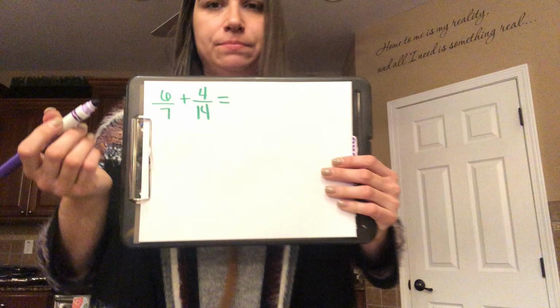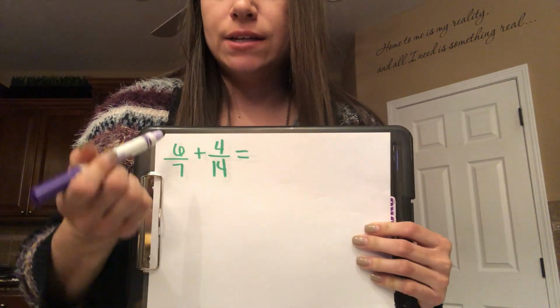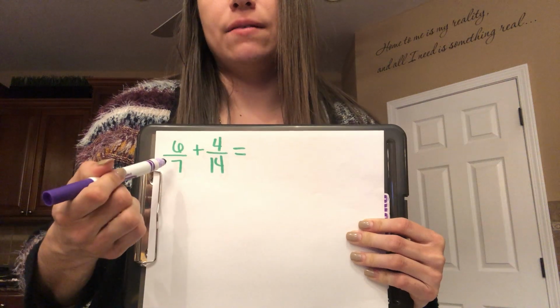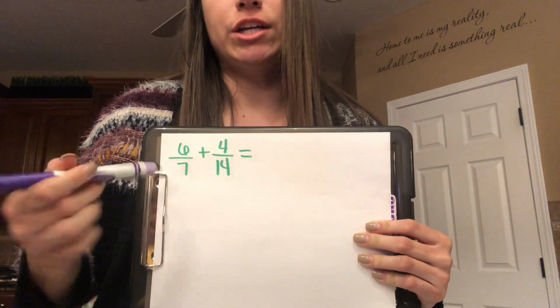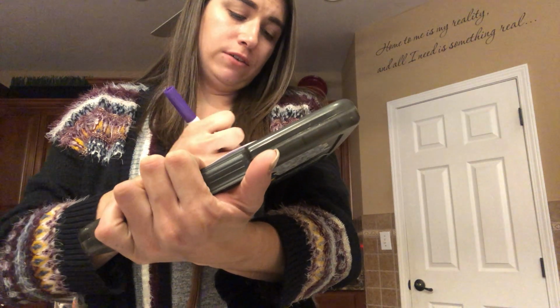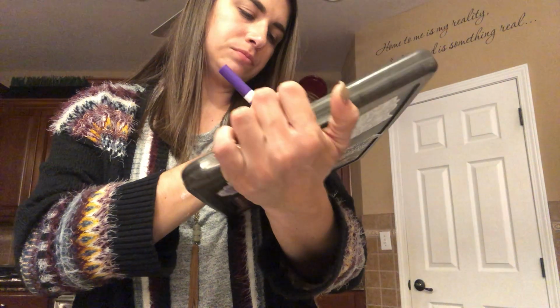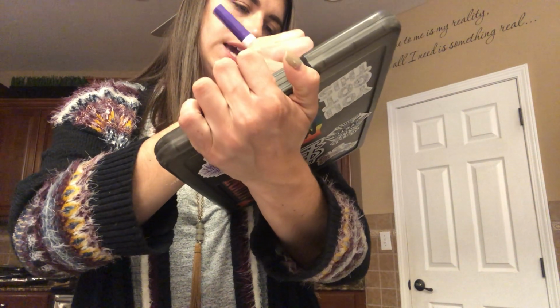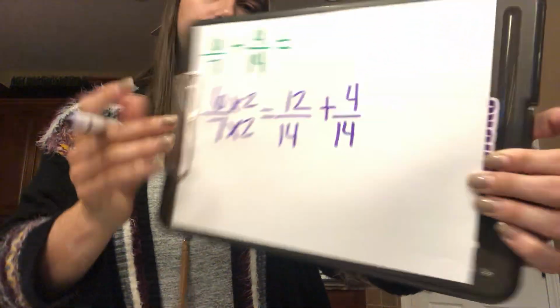All right, so for this one, I have to change my denominator for the 7s because I know that 14 is a multiple of 7. So I'm going to change the 6/7 to be in the 14ths. Whatever I do to the top, I have to do to the bottom. So I'm going to multiply both of them by 2. And I'm going to get 12/14. And I'm going to add that with 4/14.